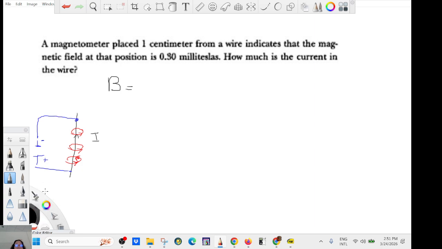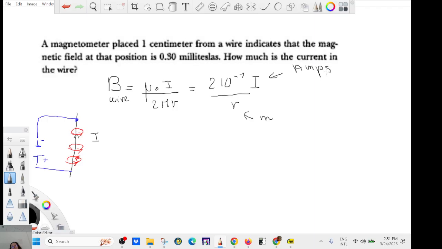And the equation is, so B of a wire, you can write it this way, mu times I over 2 pi r, or you write it this way, 2 times 10 to the negative 7, the current I over R. This R is in meters, I is in amps, and B is the magnetic field in Tesla. Okay, so you can do it.